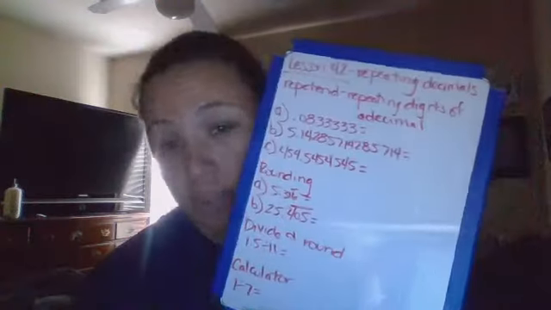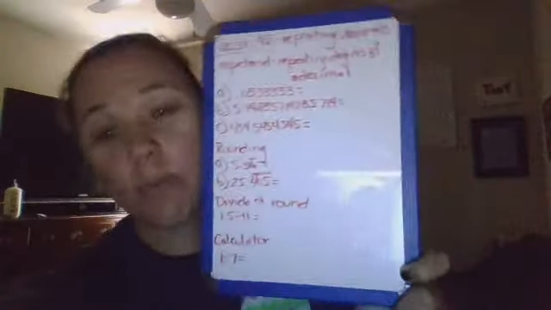So today we're going to do lesson 42, which is on repeating decimals. There's a whole lot written on the board, but don't freak out. These are just examples, and we're going to walk through it. Right now you just write lesson 42, repeating decimals.